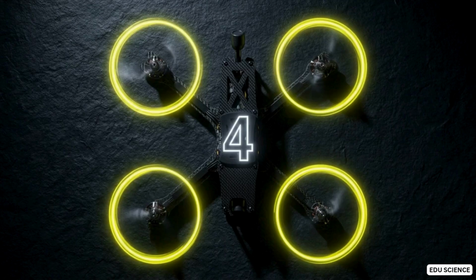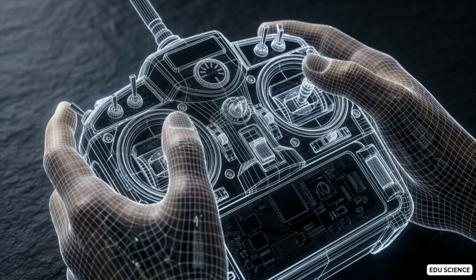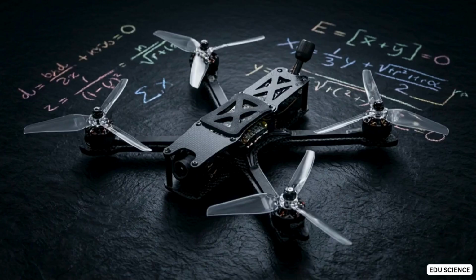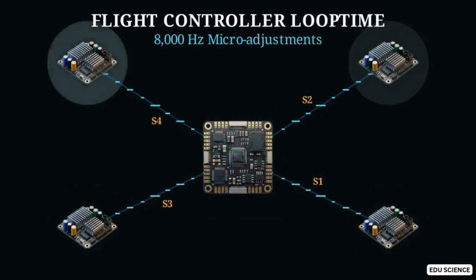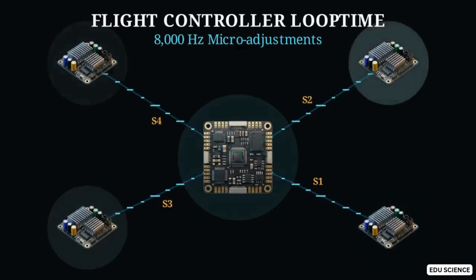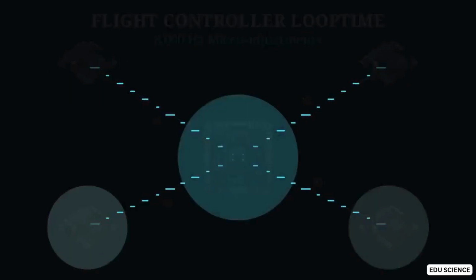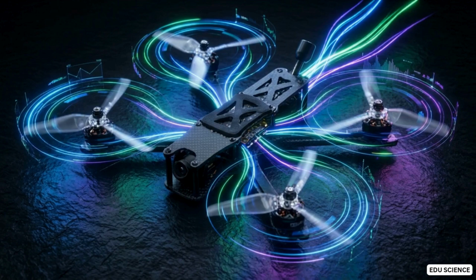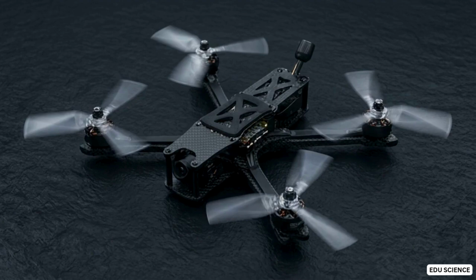To manage those 6 spatial dimensions, the drone only has 4 scalar inputs. The pilot can only control the rotational speed of 4 motors, leaving the system underactuated. To keep the airframe from falling out of the sky, a central flight controller must execute micro-adjustments to motor speeds up to 8,000 times a second. The smooth hover we observe is an illusion. It is constantly catching itself from the brink of a crash through high-speed mathematical correction.